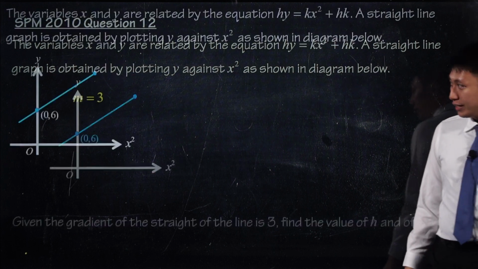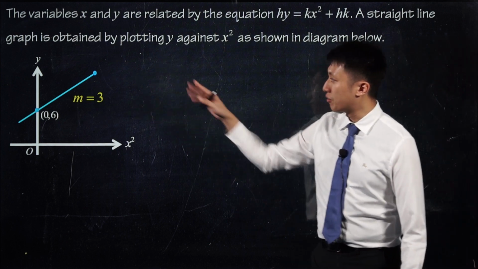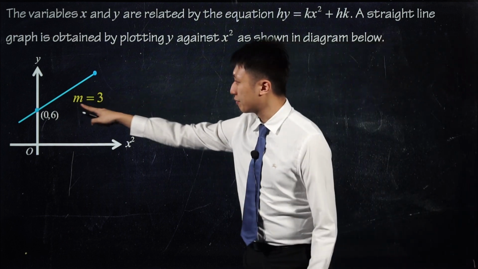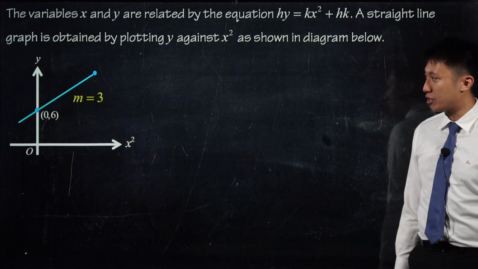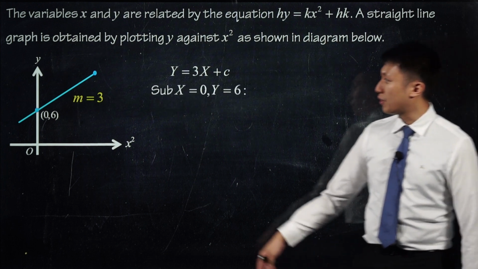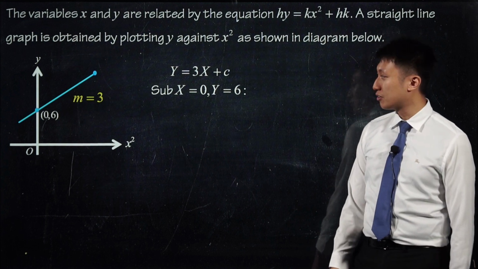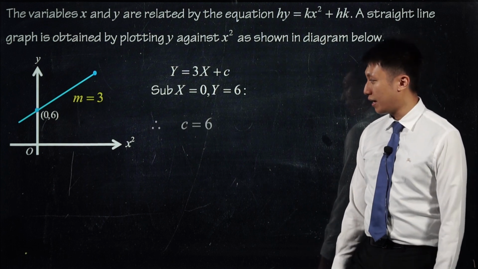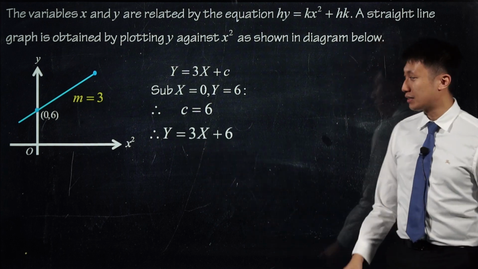Okay, so let's do this one. Now you are given this information. Just now there was another line: the slope of the line is m equal to 3. So first of all, you have y equals 3x plus c. Substitute x equals 0, y equals 6. Then you have c equal to 6. So y is equal to 3x plus 6.